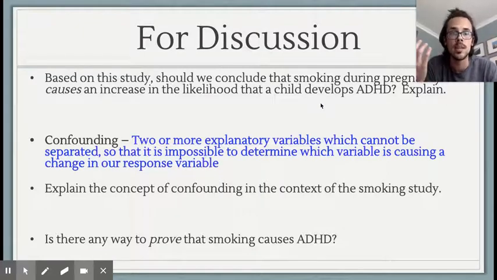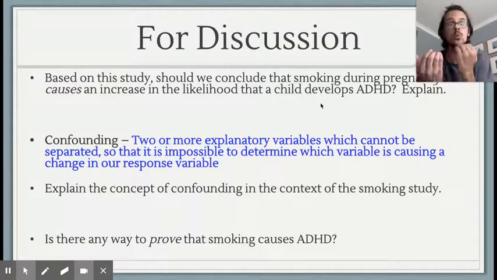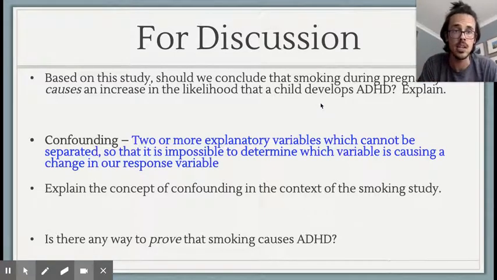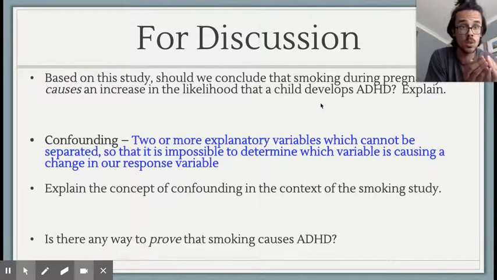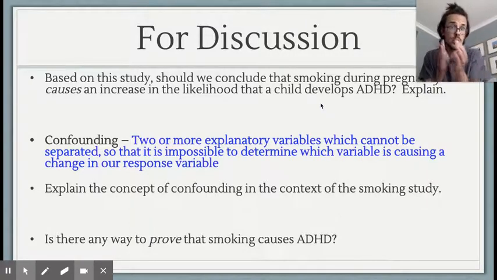So perhaps, for example, a mother who is smoking is also not exercising, and it's the lack of exercise that is actually causing that increased rate in ADHD. Maybe mothers who smoke are more likely to also drink, and that's causing that increase in ADHD. We have no way of knowing for sure if the smoking is the thing that causes the increase in ADHD. There's a lot of other factors that could influence it that could be tied to that idea of smoking.